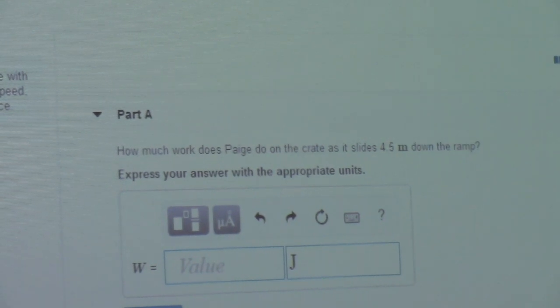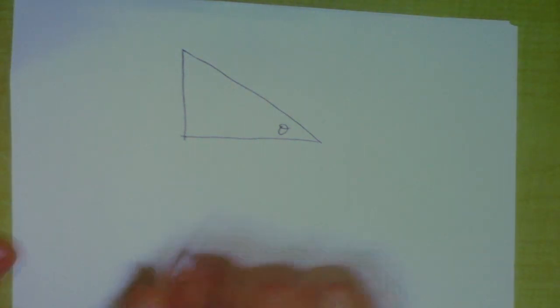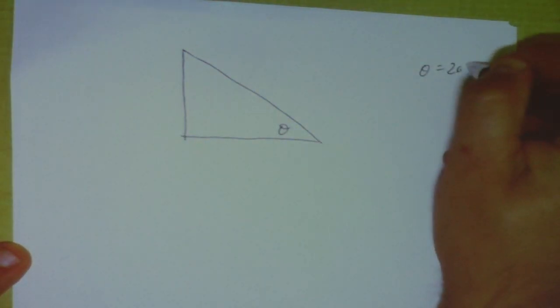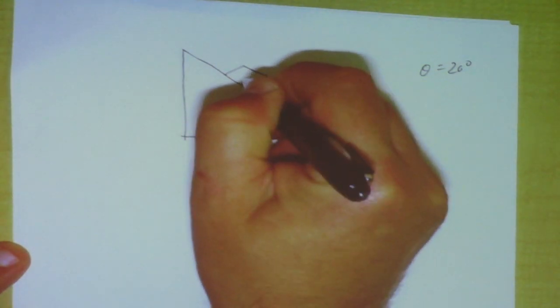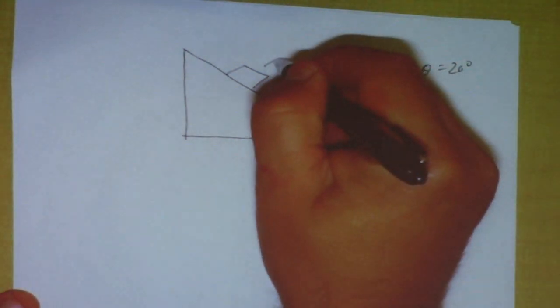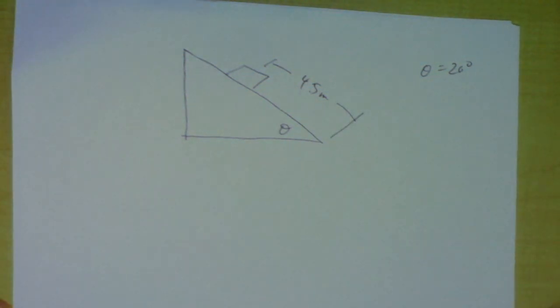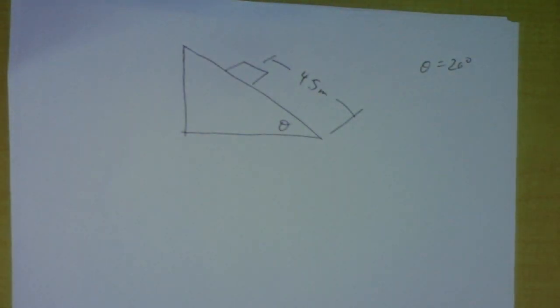This one's a little tricky just because of the drawing, but we'll put together a nice picture here. So here's the ramp. It is 20 degrees. Here's the crate sliding down the incline. They're telling us, and you might have different numbers, that this is 4.5 meters. So it's sliding down the incline.